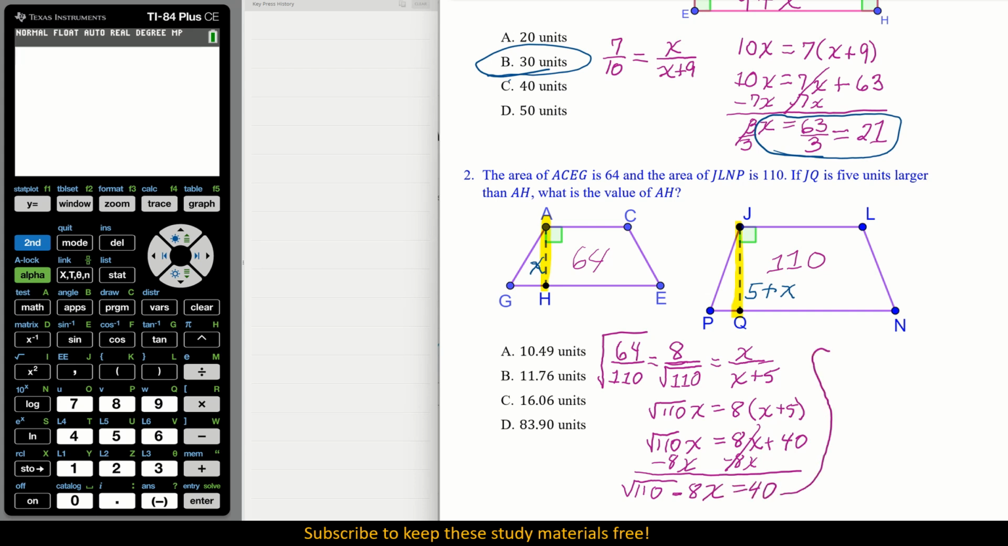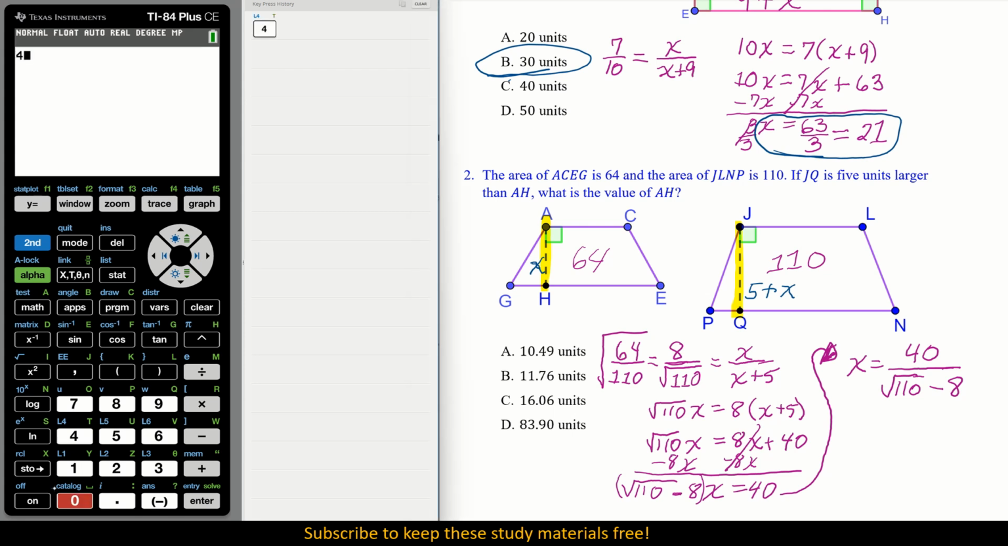We're running out of room, not a big deal. So if I just keep this all together, we just divide by that. So in the end, we divide both sides by the square root of 110 minus 8. X equals 40 over the square root of 110 minus the 8. And that actually gives us the answer that we need. So let's put that in the calculator.